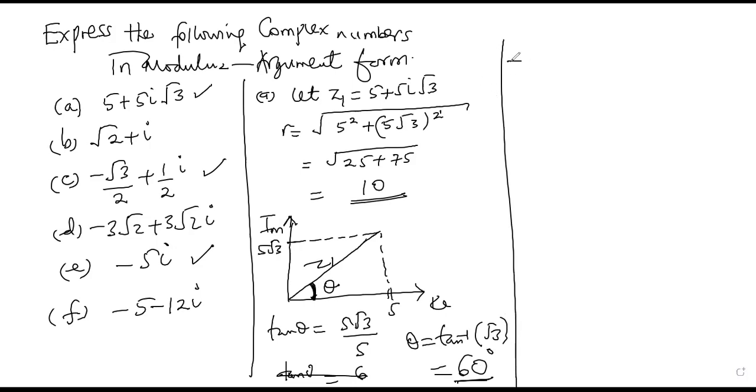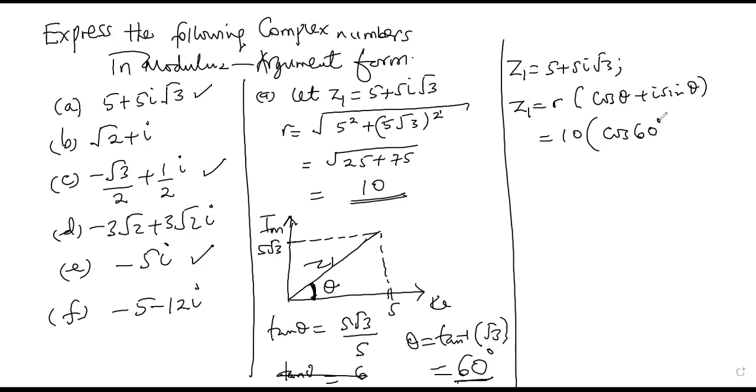So Z1, which is 5 plus 5i root 3, if you express it in polar form, it means that our Z1 will be R cos theta plus i sin theta from the formula. So the value of R is 10, into cos 60 degrees plus i sin 60 degrees. And that is the polar form.